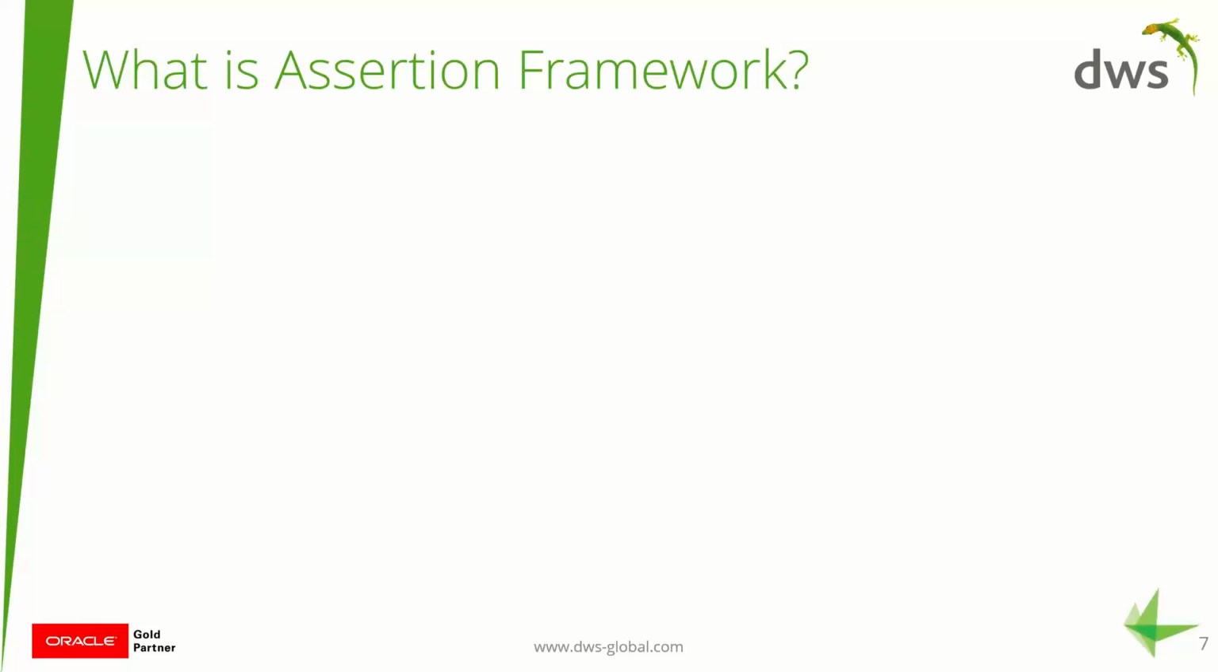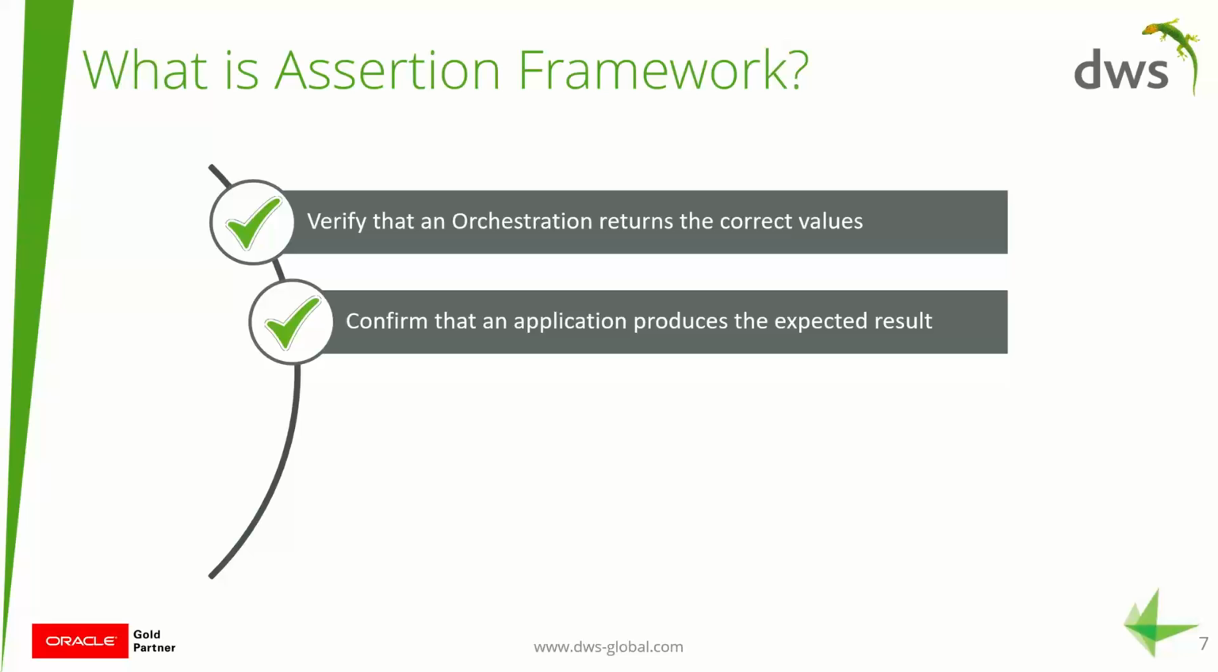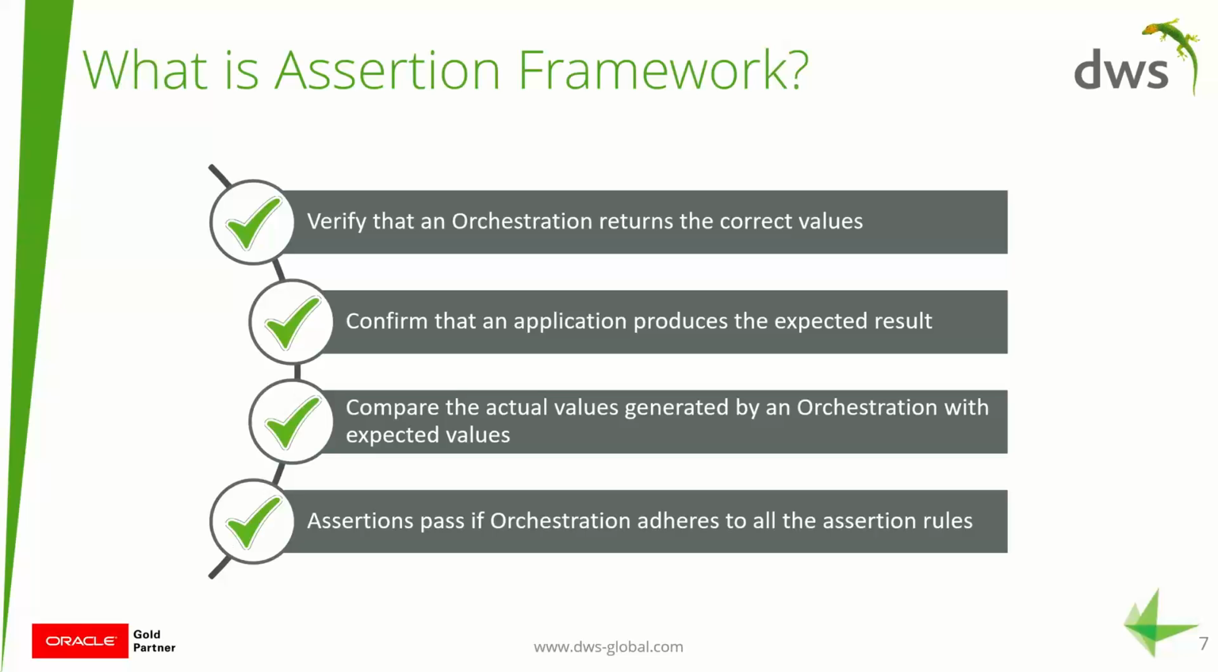Let's start by talking about Assertion framework. Oracle released this in Tools 9.2.5, and that was a little over a year ago now, and it allows us to validate the data returned from any step in the orchestration. So you can use it, for example, to verify that a JD Edwards application has produced the results that you expected, and that it ran without any errors.